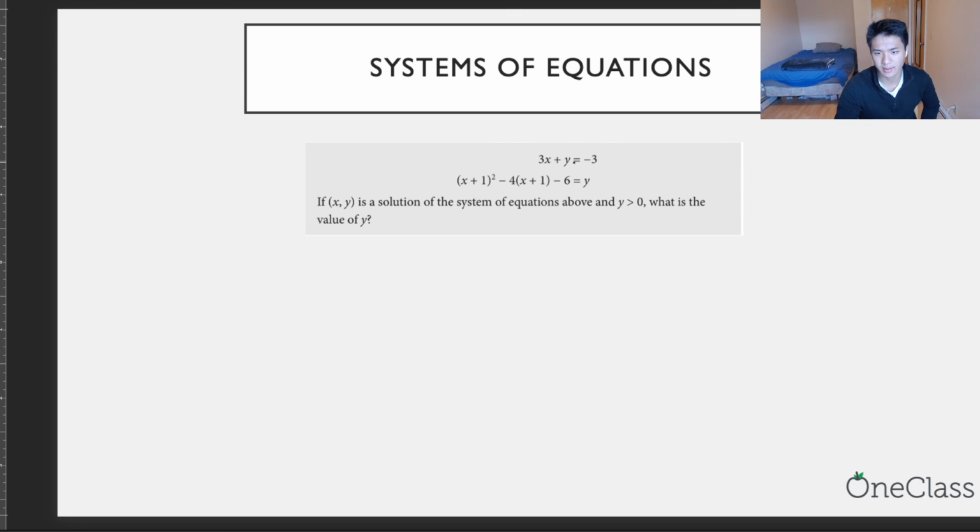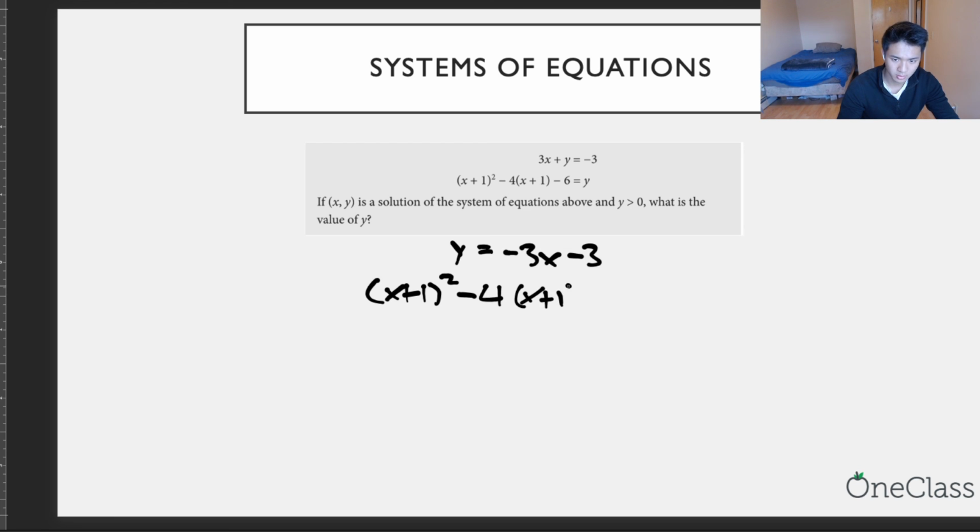And so we can see here that 3x plus y equals -3, that's our linear equation. It's fairly simple to isolate y, right? We just subtract 3x from both sides. We're going to get y equals -3x minus 3, right? We can plug that into our second equation, and we're going to get the following: (x plus 1) squared minus 4 times (x plus 1) minus 6 equals -3x minus 3, right?